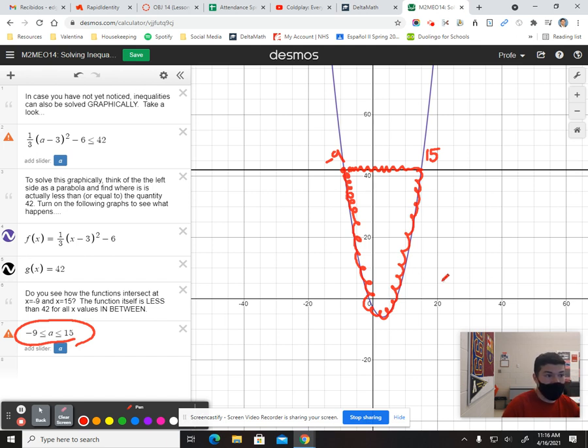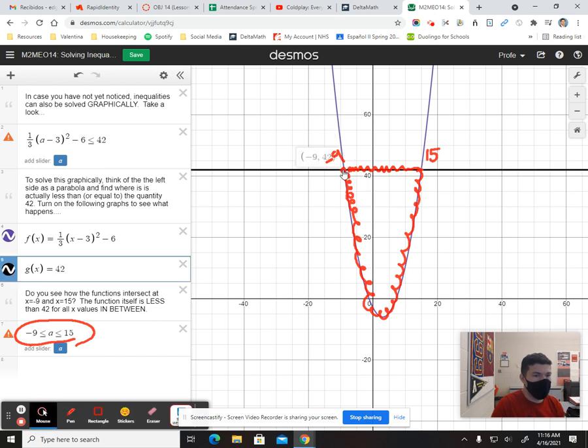So again, to solve graphically, you're simply comparing two functions, the left side of the inequality as a function versus the right side of the inequality as another function. Graph both functions and then carefully analyze. First of all, find the intersection. Once we have found the intersection, right there at (-9, 42) and (15, 42).